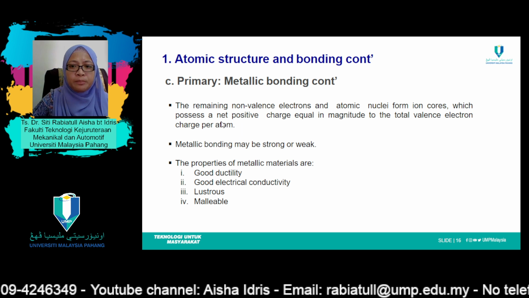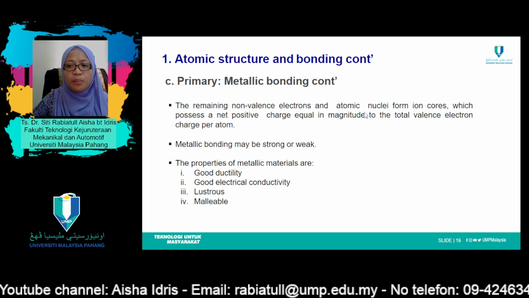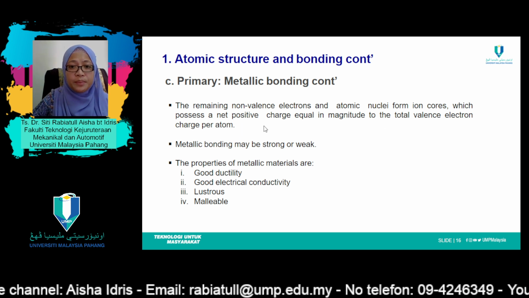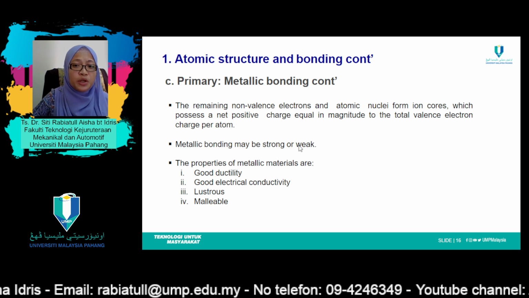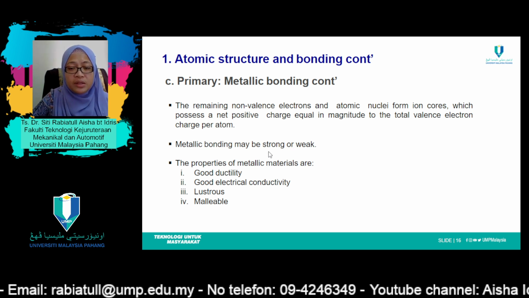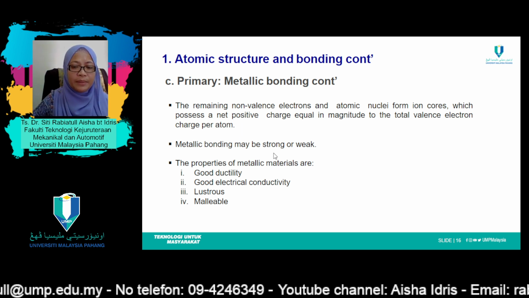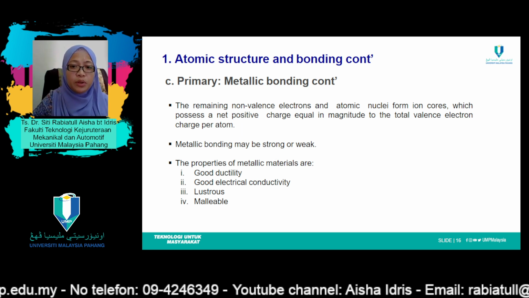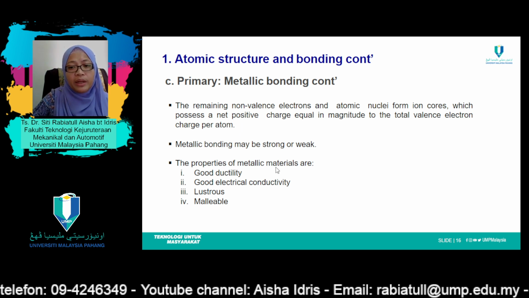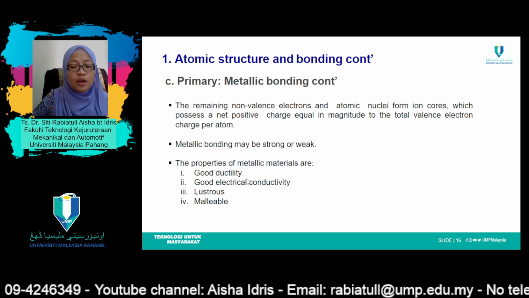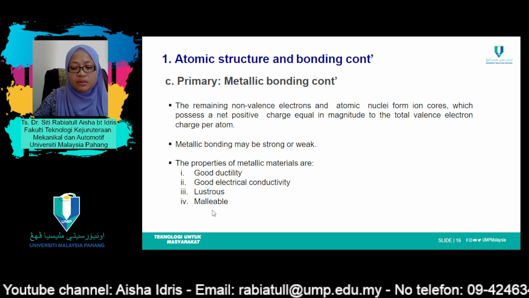Metallic bonding involves non-valence electrons and atomic nuclei forming ion cores, which possess a net positive charge equal in magnitude to the total valence electron charge per atom. These types of bonding might be strong or weak depending on the type of material used. The properties of metallic bonding include good ductility, good electrical conductivity, lustrous and malleable.